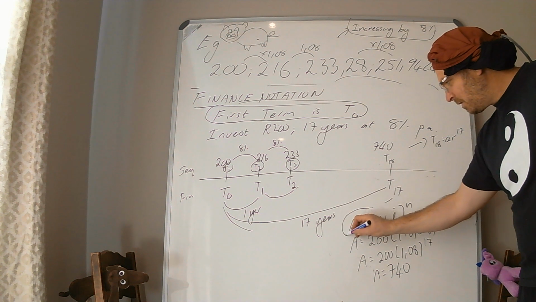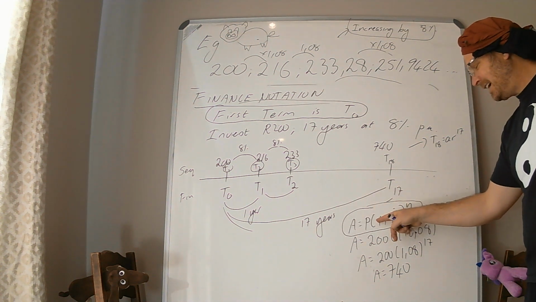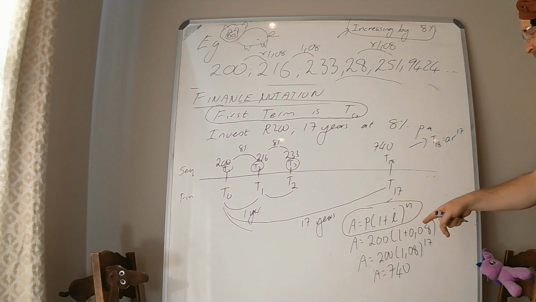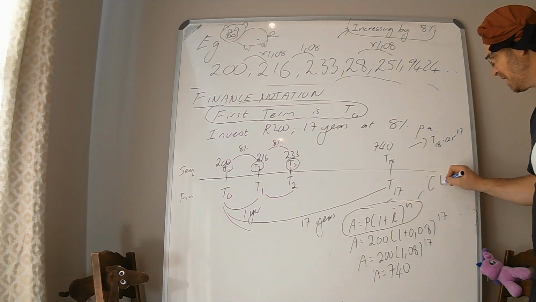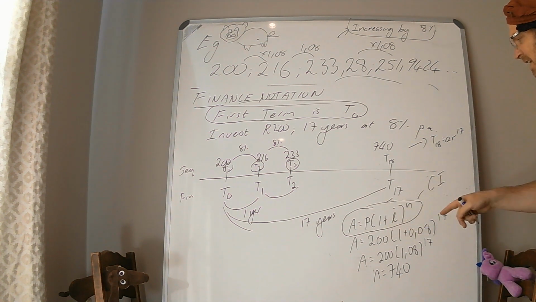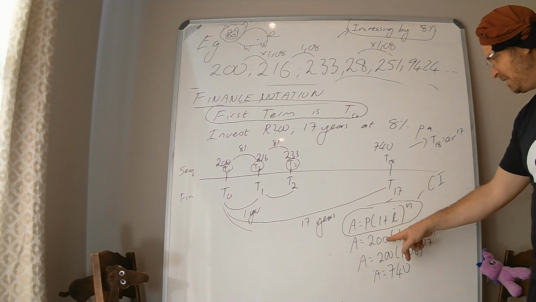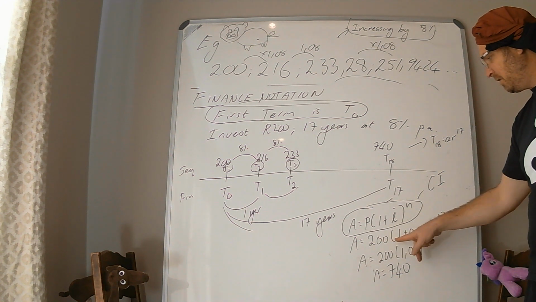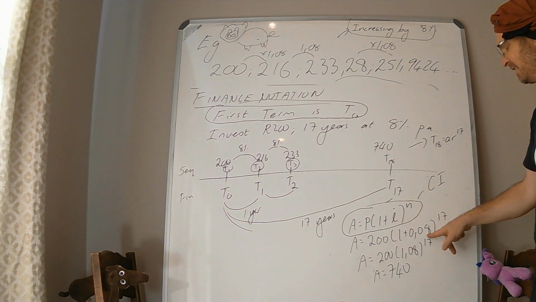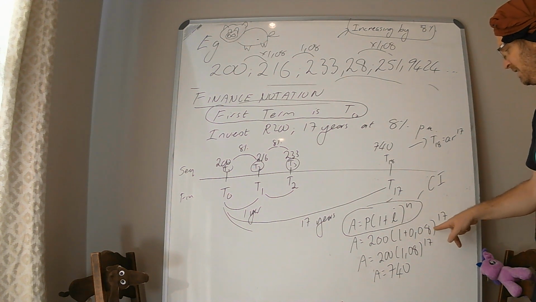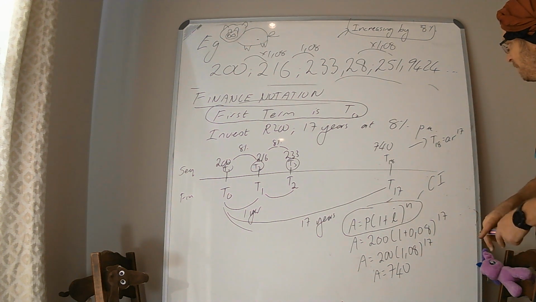I don't know whether you should have done this in grade 9 even, never mind this year. If you're applying compound interest, A is P times (1 plus i) to the n. P is your initial amount which you invested, which is 200. 1 plus interest rate, which is 0,08, to the 17. So you end up with the same thing.